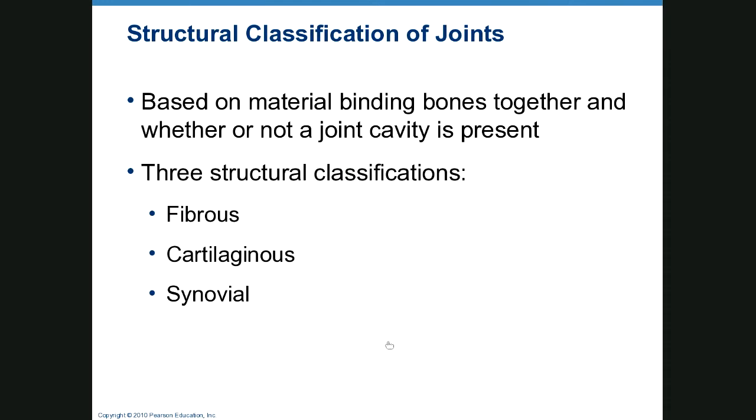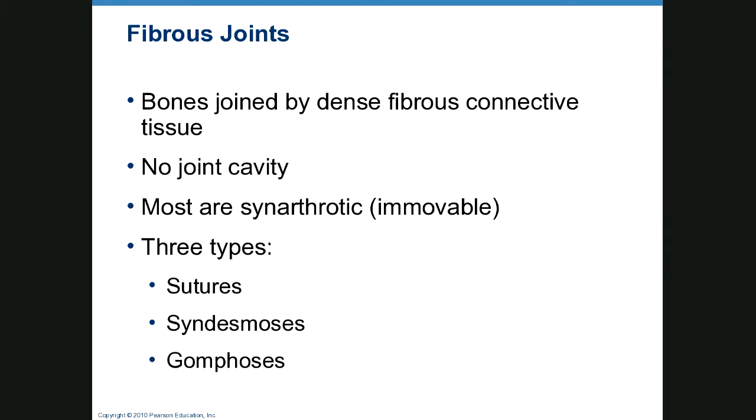Okay, we also classify them based on the structure and whether or not they have a joint cavity. So we have fibrous, cartilaginous, and synovial. We'll have examples of all of these. Fibrous joints are joined by dense fibrous connective tissue, no joint cavity, and most are immovable.